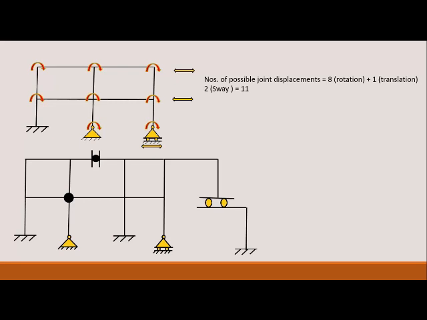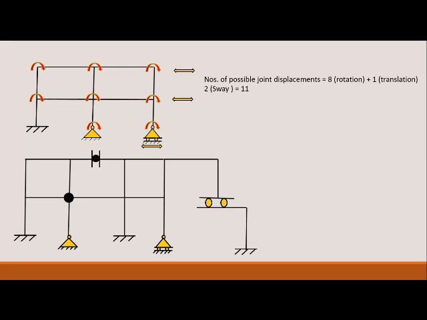Now let us consider this complex frame. Here we have 2 hybrid joints. One is this one, with a rotational release and a shear release at this joint, and there is a possible displacement in this guided roller, and there is also a secondary cantilever frame.